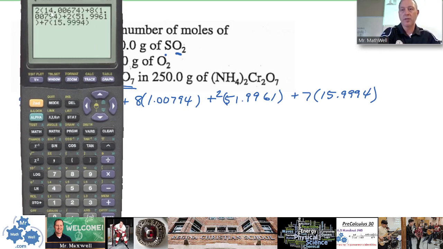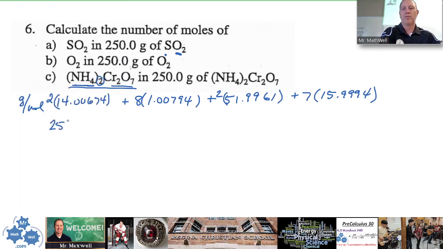Okay, so just double check that. 2 times 14, 8 times 1, 2 times 51. Okay, hit enter. 252.065, did everybody get that? 252.065. Now that would be grams per mole of this ammonium dichromate. If I have 250 grams, I almost have exactly 1 mole, don't I? So I actually have a little bit more than 1 mole.